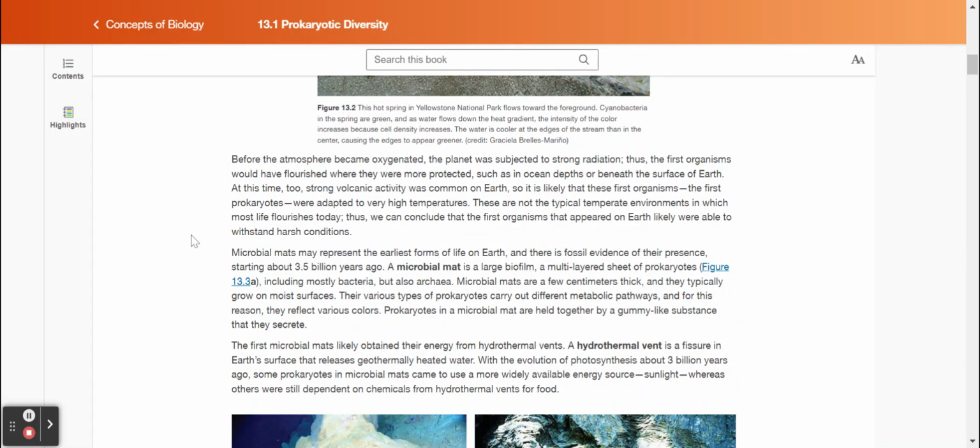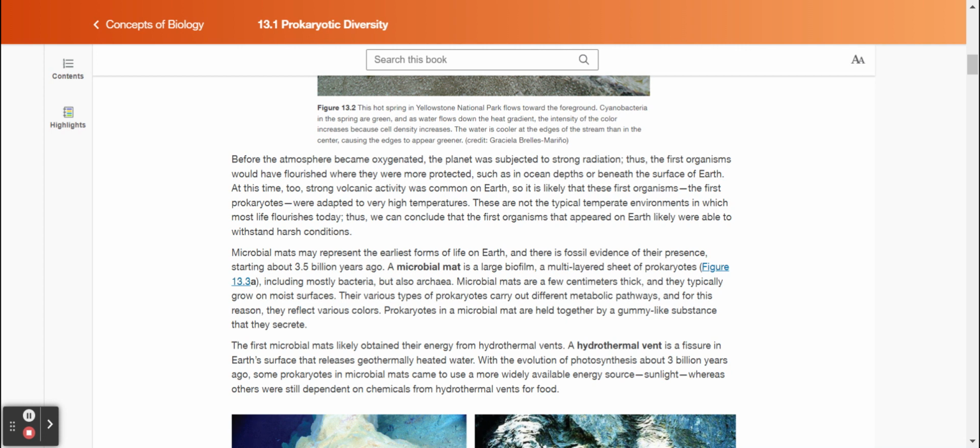Before the atmosphere became oxygenated, the planet was subjected to strong radiation. Thus, the first organisms would have flourished where they were more protected, such as in ocean depths or beneath the surface of Earth. At this time, too, strong volcanic activity was common on Earth, so it is likely that these first organisms, the first prokaryotes, were adapted to very high temperatures. These are not the typical temperate environments in which most life flourishes today. Thus, we can conclude that the first organisms that appeared on Earth were likely able to withstand harsh conditions.